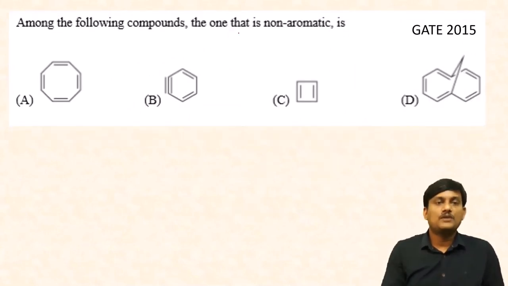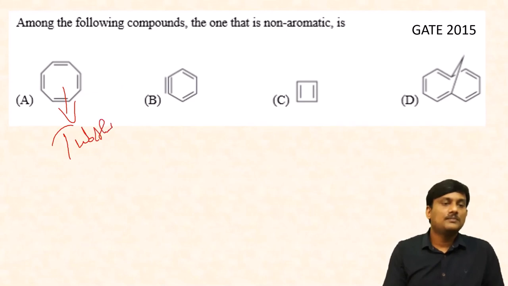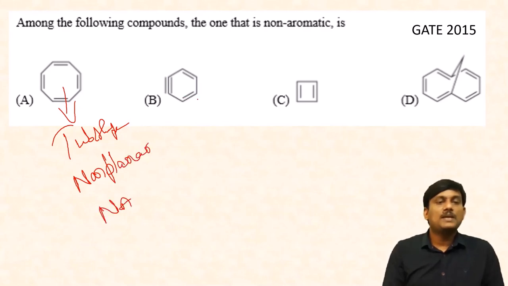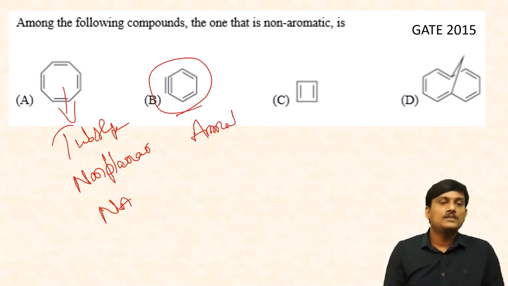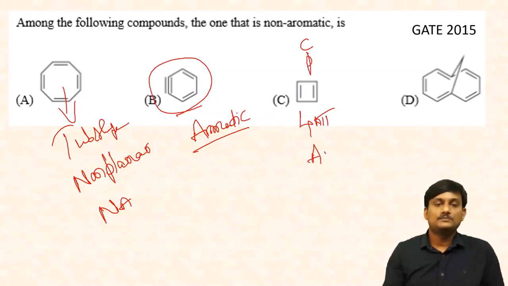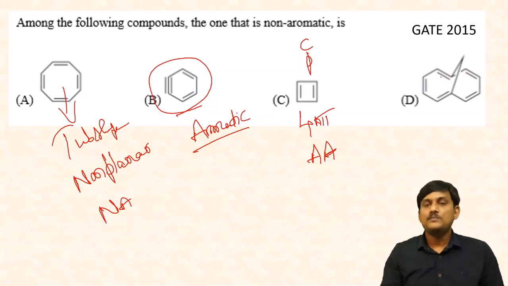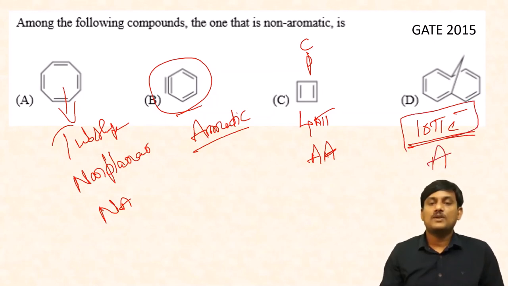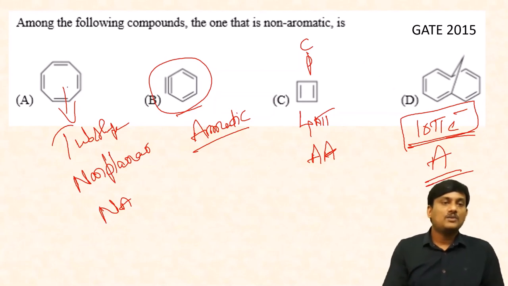Among the following compounds, the one that is non-aromatic is: it's a tub shape, non-planar, so it's non-aromatic. This one is benzene, which is aromatic. This one is a 4n pi system, cyclic planar, so it's anti-aromatic. And this one, how many pi electrons are in conjugation or in resonance? 1, 2, 3, 4, 5. It's a 10 pi electron system with continuous delocalization, so this one is also aromatic. So which is non-aromatic? A is non-aromatic. Answer is A.